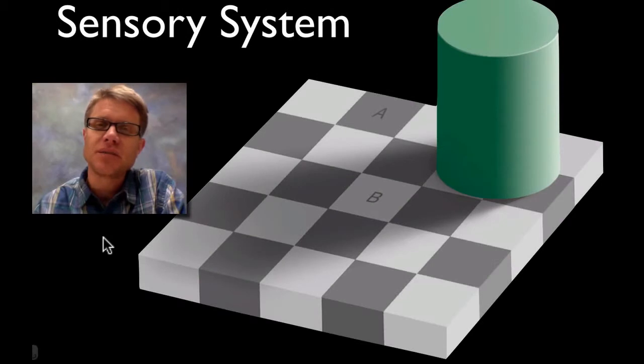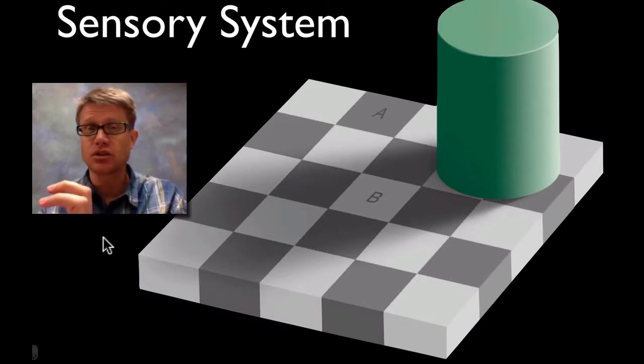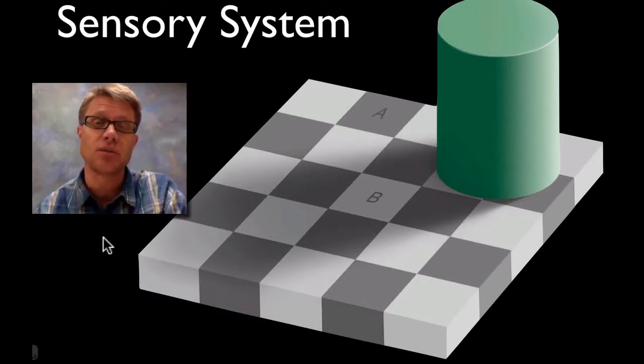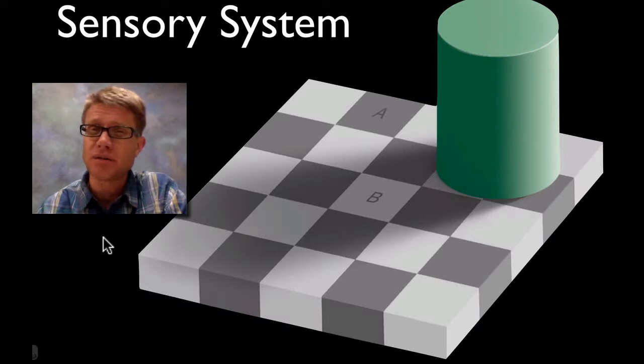Hi, it's Mr. Anderson, and in this podcast, I'm going to talk about the sensory system. The sensory system is basically how you sense information in your surroundings and then transfer that to your brain. And you're using a number of senses right now.